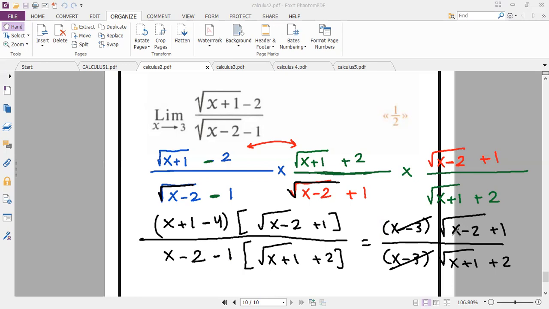We ended up with the square root of x minus 2 plus 1 over the square root of x plus 1 plus 2 when x approaches 3. So put 3 instead of x, it will be 2 at the top, and at the bottom it will be 3 plus 1, 4, 2 plus 2, 4. So it will be 2 over 4, which is a half.